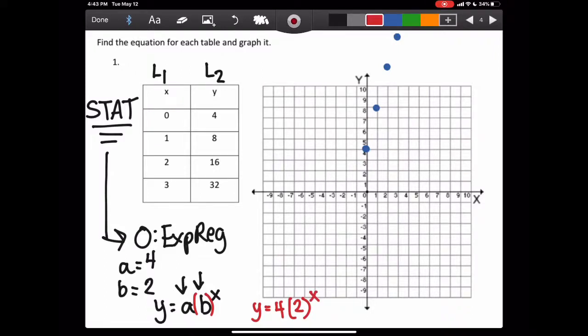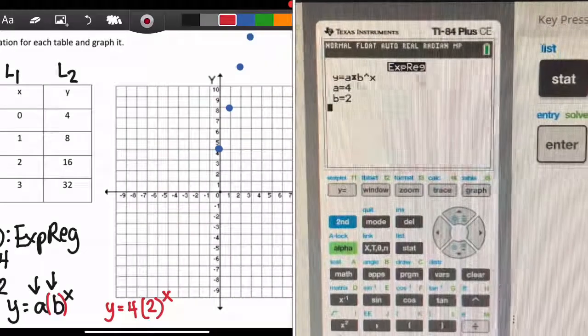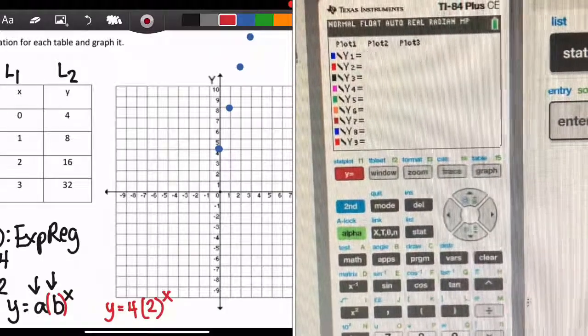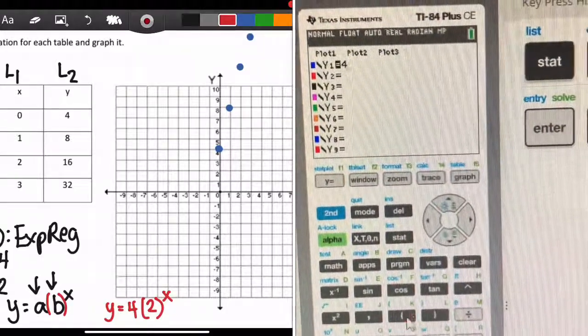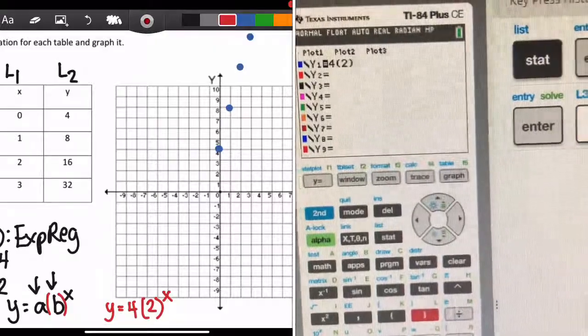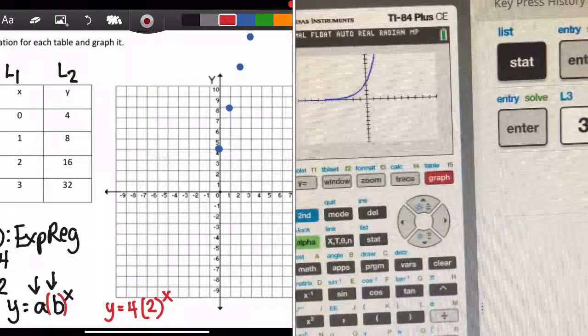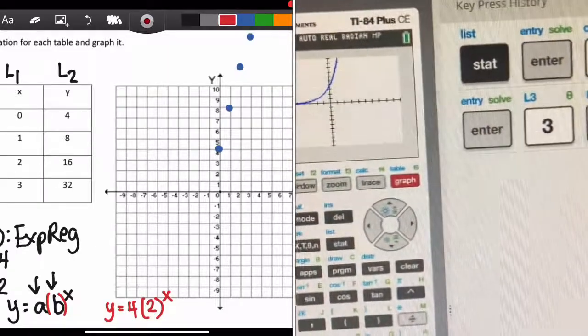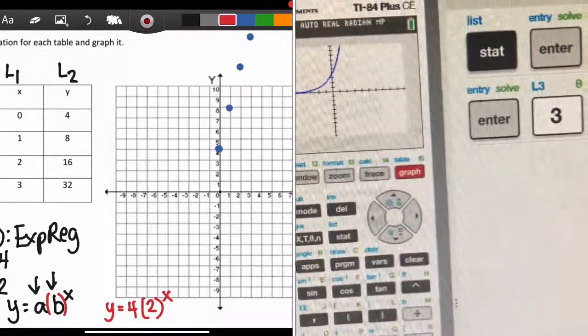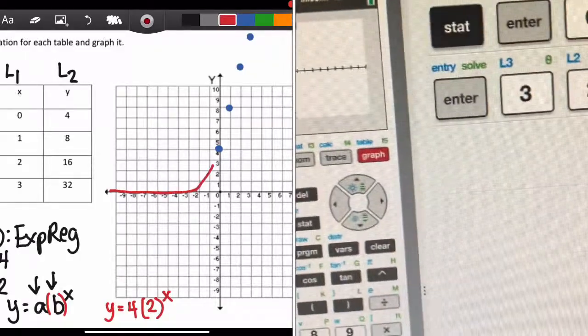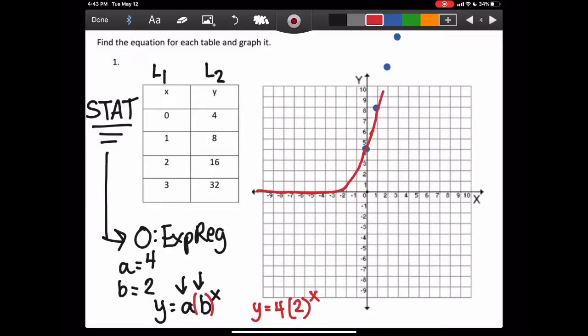Now from there, I'm going to go back to my calculator and go to y equals, and graph that equation that I just found. You want to write it exactly as you see it, with parentheses and everything: 4 times 2, all raised to the x power. I'm going to hit graph there. And you see how it went up very quickly. It went up because it's showing growth. It started here, crossed through the y-axis at positive 4, and it's going to continue to go all the way up.